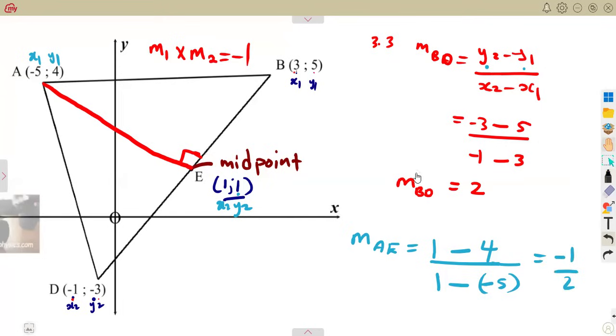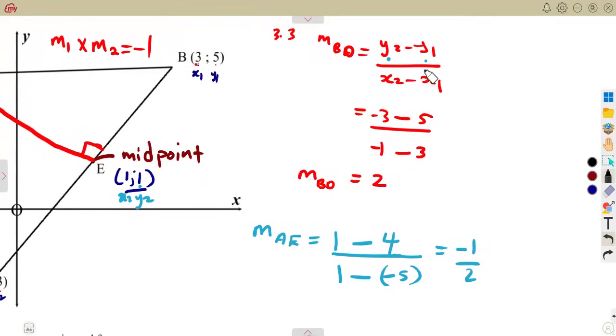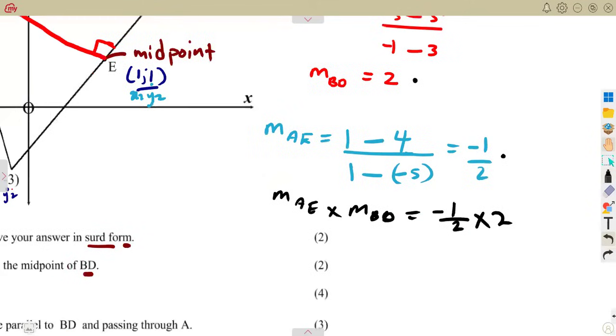Now we have to test if these two multiplied together will give us a -1. So the product of BD and this AE that we got, the product of AE in terms of the gradient to that of BD is going to give us what? So AE, we got -1 over 2. What about BD? We obtained a 2. So the product of these two is giving us -1.